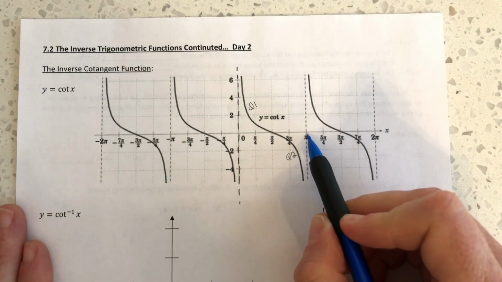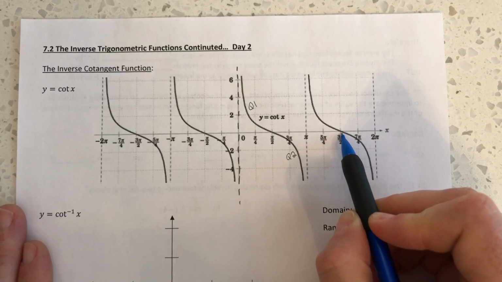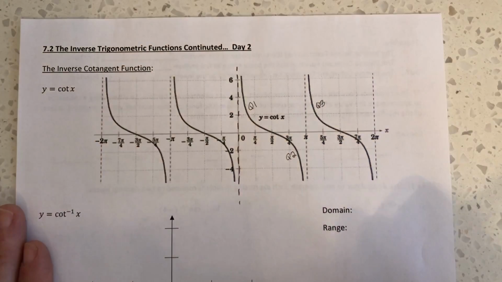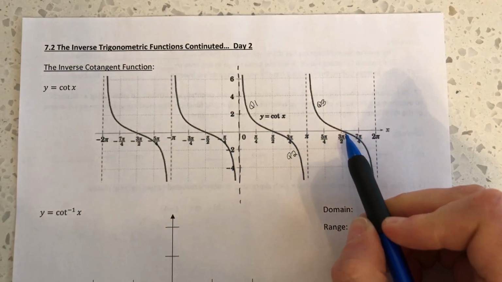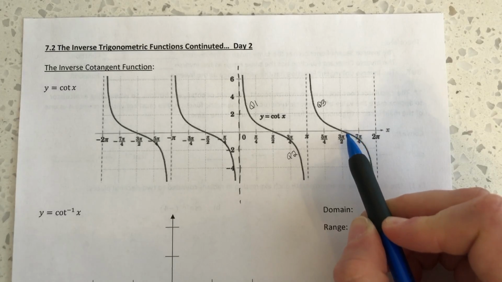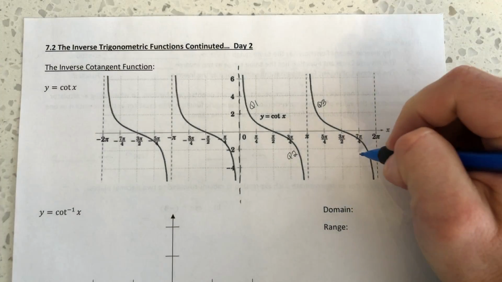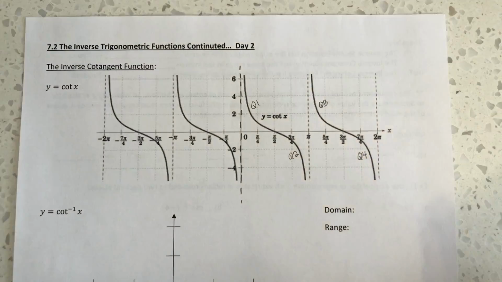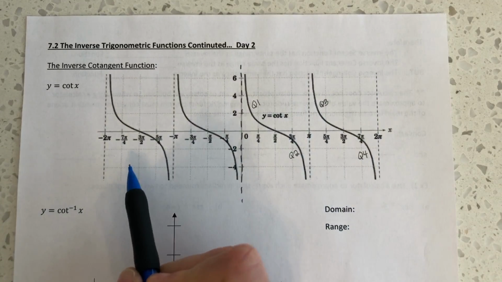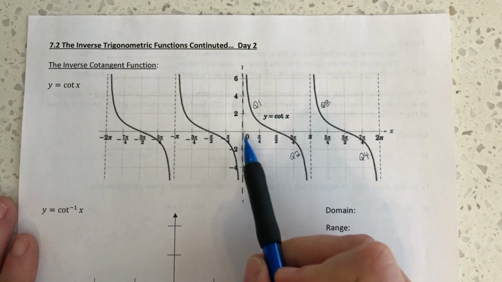If I plug an angle between pi and 3 pi over 2 in, now a ratio between 0 and infinity comes out. So these are your quadrant 3 angles and ratios. And then last, if I plug an angle between 3 pi over 2 and 2 pi in, a ratio between 0 and negative infinity comes out. So these are your quadrant 4 angles and ratios. And then they'll just start to repeat over and over again, and I can even go back this way. And then just remember, he has asymptotes.